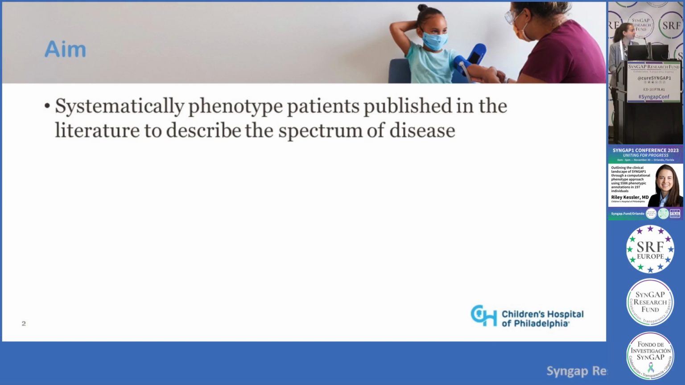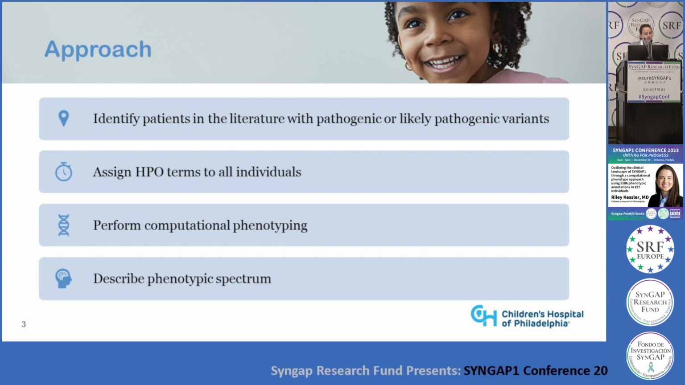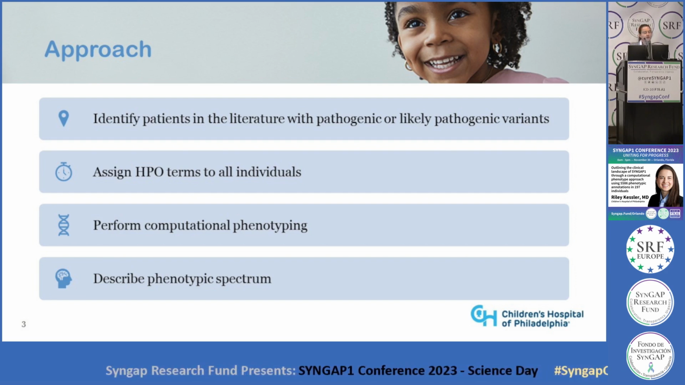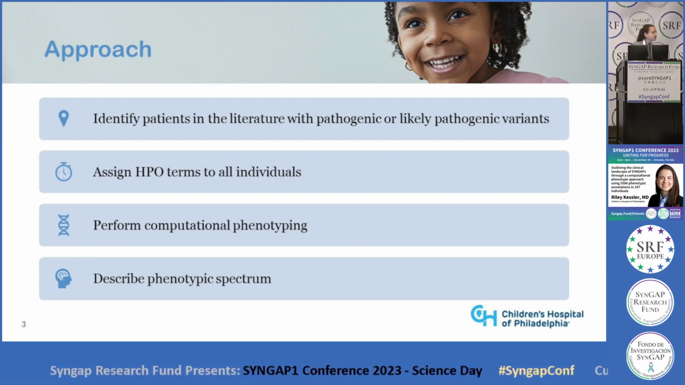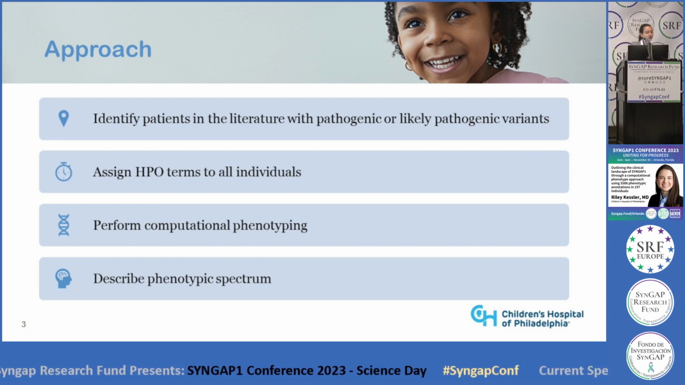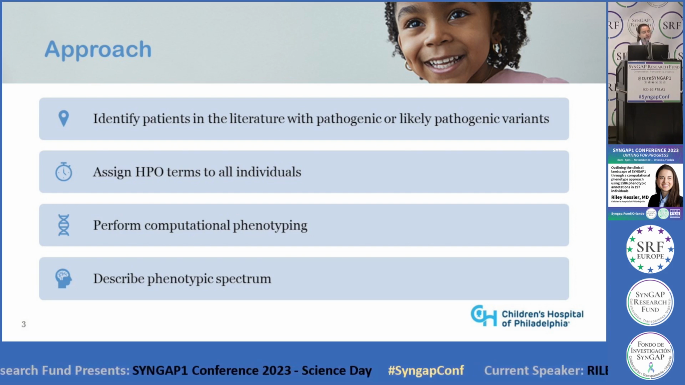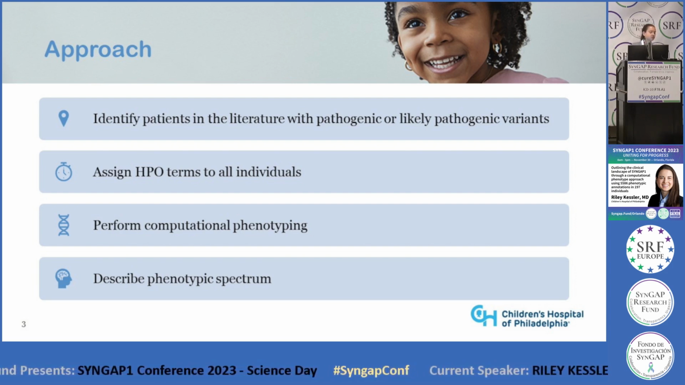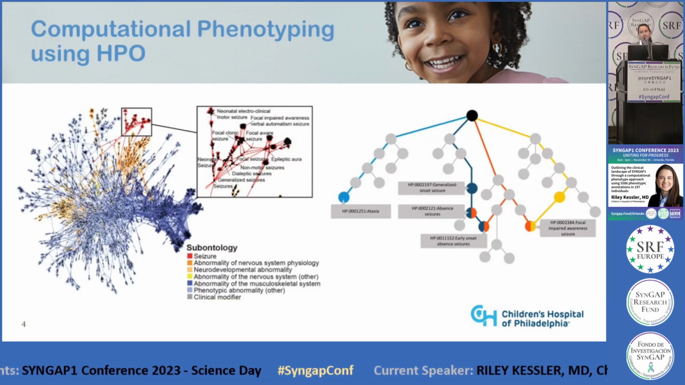So building off what we've already heard about, my project was focused on looking at all of the patients that have previously been published in the literature to see what they can teach us about the spectrum of disease. In order to do this, we identified patients with either pathogenic or likely pathogenic variants. Then we assigned them HPO terms based on the clinical phenotype that was reported. And then we were able to use our lab's computational phenotyping approach to define the phenotypic spectrum.